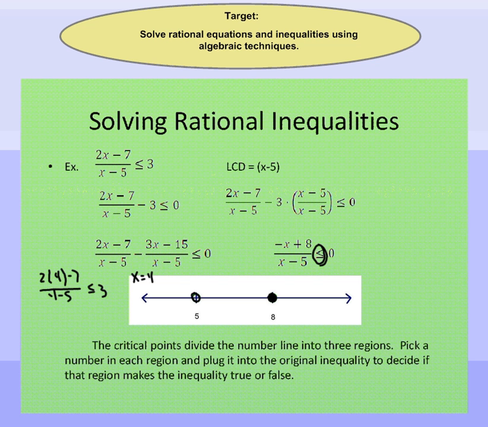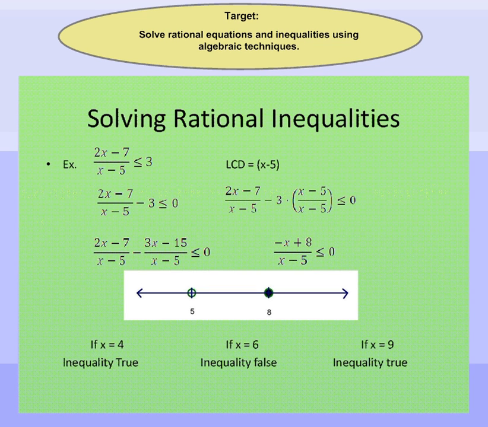Okay, we're going to take a value of, say, 6 in the middle. 2 times 6 minus 7 over 6 minus 5 less than or equal to 3. And then over here we could take 9. 2 times 9 minus 7 over 9 minus 5 has to be less than or equal to 3. We're going to decide which regions are true, which regions are false.